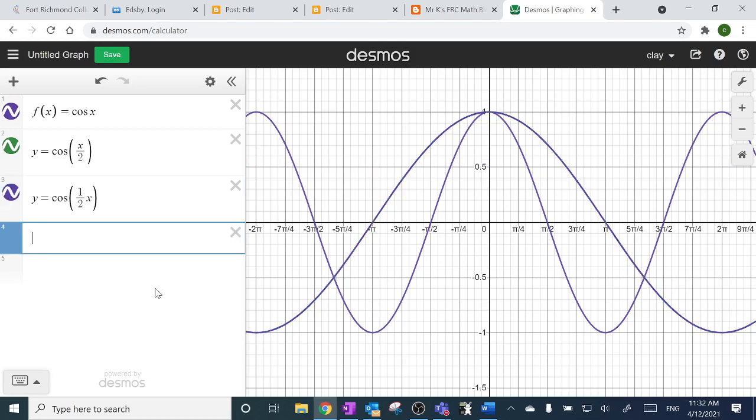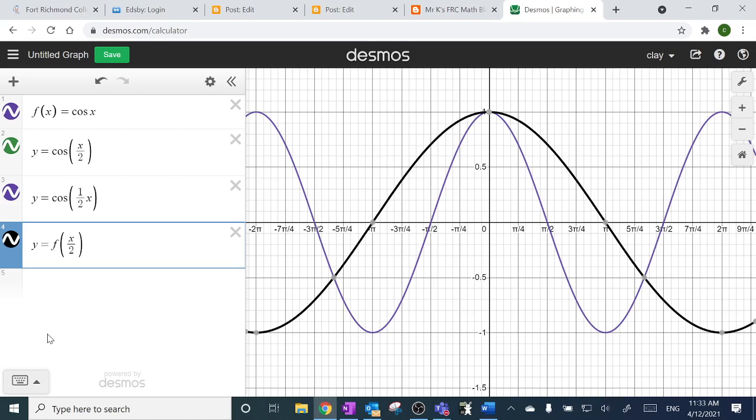Or again, we could just go back and use function notation. Y equals f of x divided by 2. Right? It's purple, it's black, it's purple, it's black. All those things say the same thing. Okay, cool? So there's how you use Desmos to help you. And there's our introduction to sine and cosine.